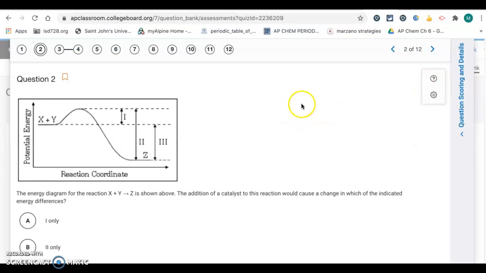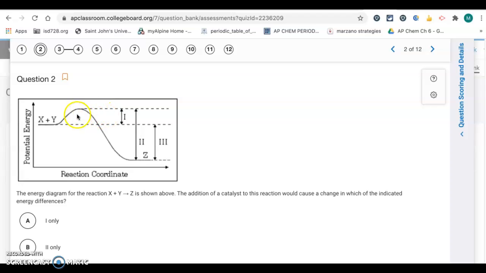Okay, so we go to question 2. The energy diagram for the reaction X plus Y equals Z is shown above. The addition of a catalyst to this reaction would cause a change in which of the indicated energy differences? A catalyst is going to give us a lower energy pathway. So it's going to lower this hill right here, so it'll be something like down here. It'll be a lower energy pathway, lower activation energy to get from reactant to product.